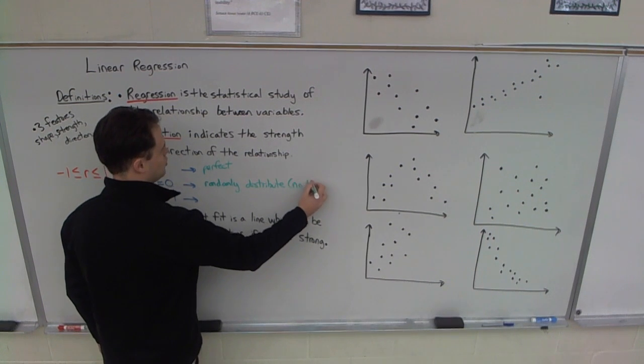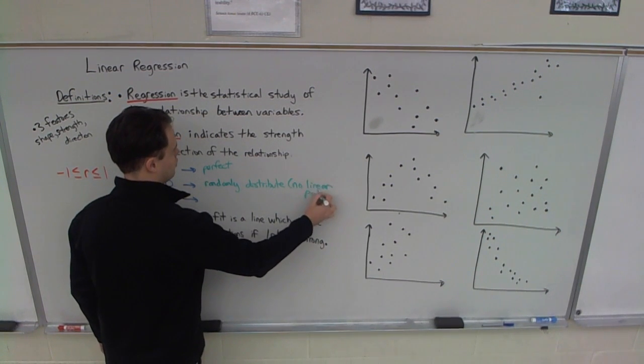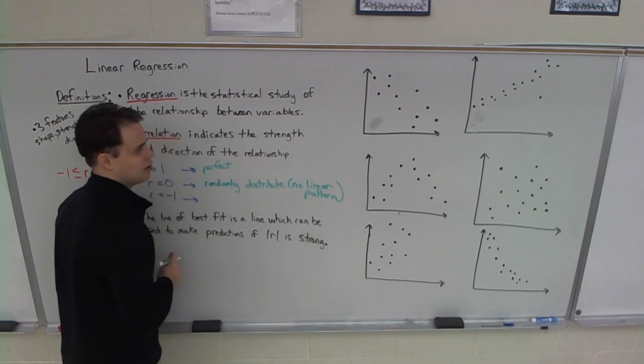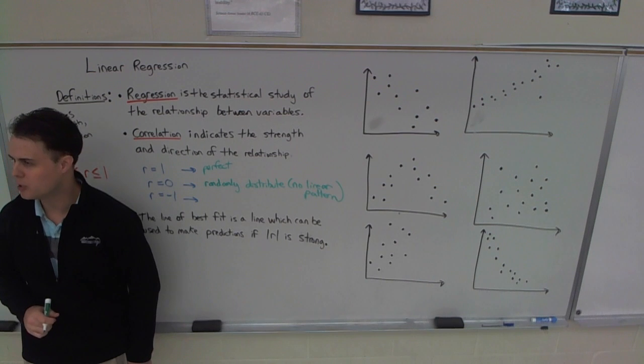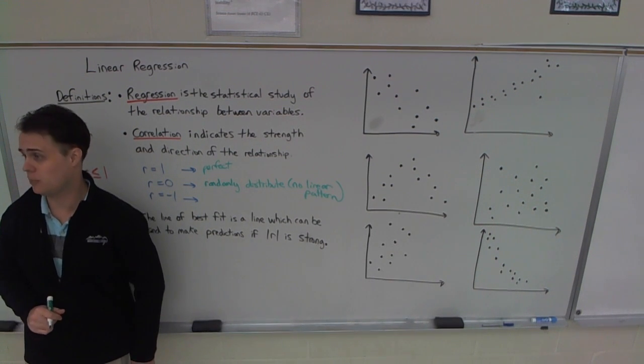There's no linear pattern. If r is 0, or if it's anywhere close to 0, like 0.2 or -0.1, anything like that.